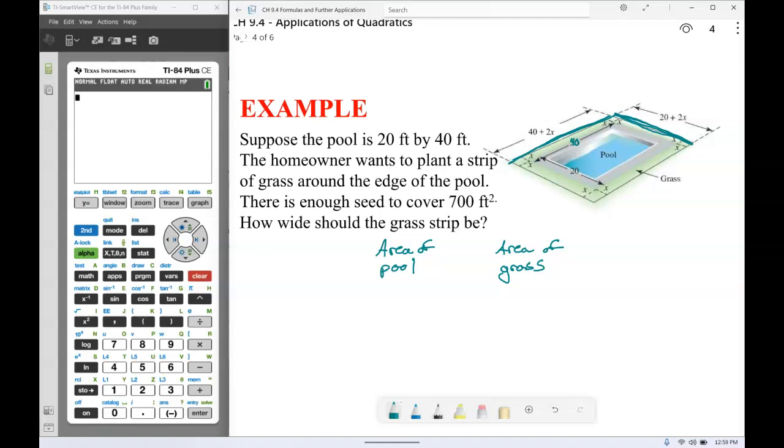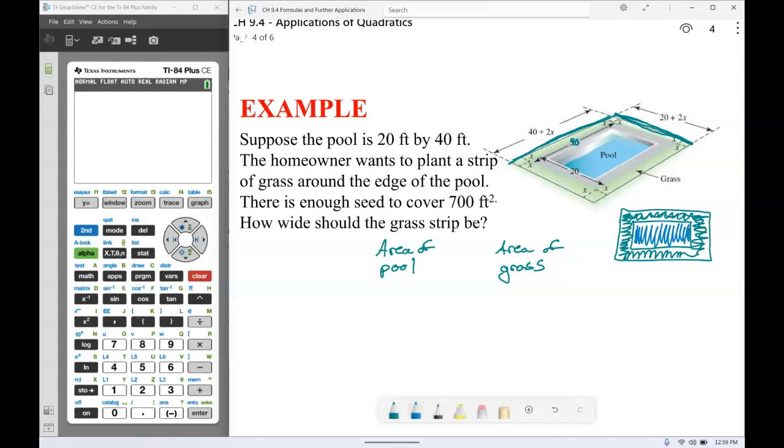So we've got 2 rectangles here, right? You need to know the difference between the area and you're very, very close. You are very close. Think of it this way. The area of the grass is just this part right here. That's what we're solving for. The area of the pool is this part here.